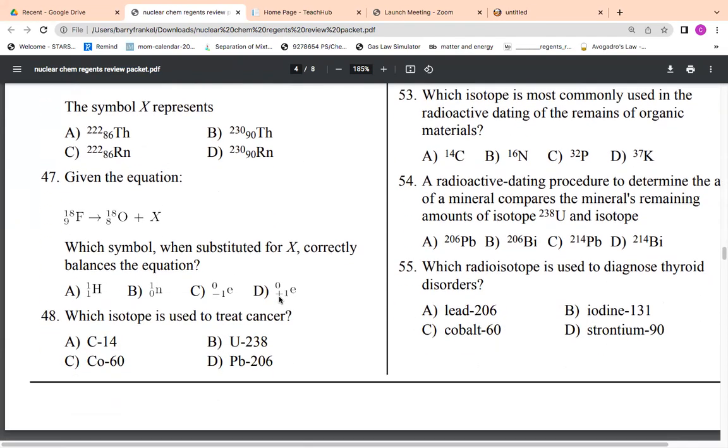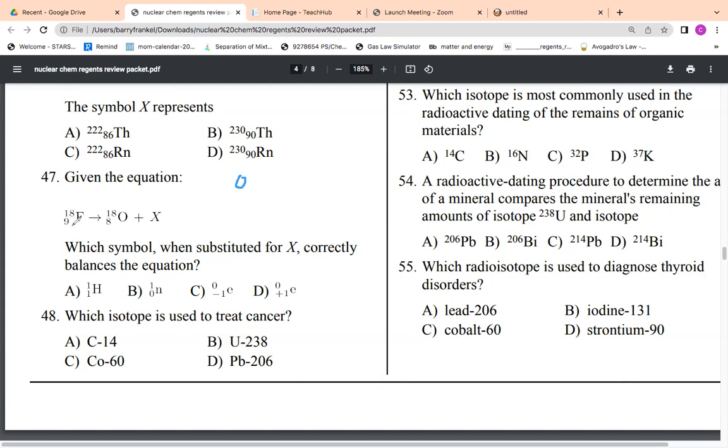Another nuclear equation here, we've got to figure out what is happening to fluorine 18. Now on the top here, I can see that the reactant side has a total of 18. The product side already has 18. So that means that the mass number for particle X is going to be 0.